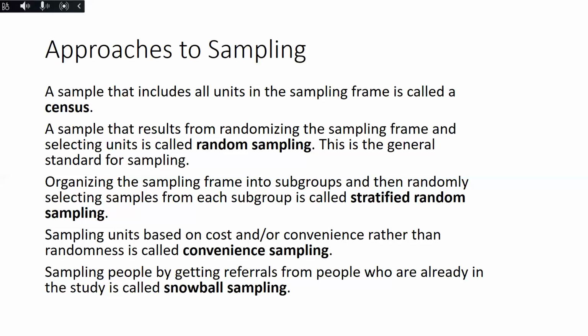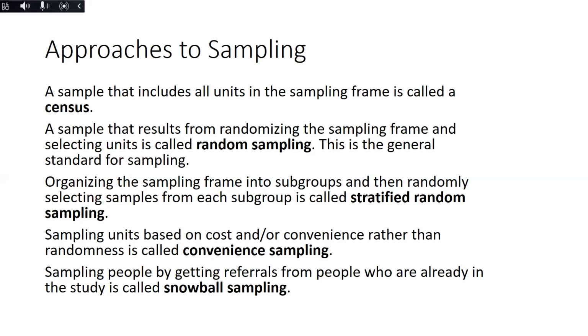Another example of that would be if you are doing a sample of citizens of the state of Utah and you want equal representation from all of the counties or from urban and rural areas, then you might stratify based on county or urban versus rural, and then do random selection within those strata. So that's stratified random sampling. When you sample folks based on cost or convenience rather than randomness, that's called convenience sampling, and there are just a ton of different methodologies for convenience sampling.